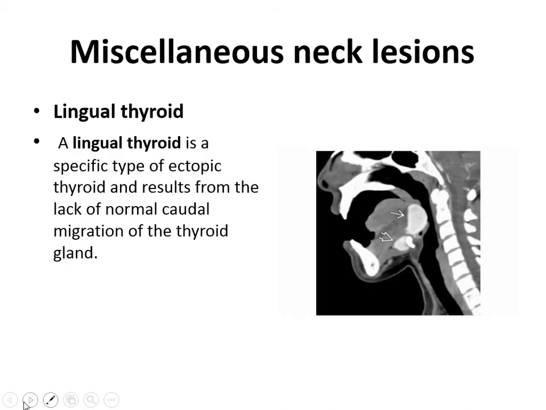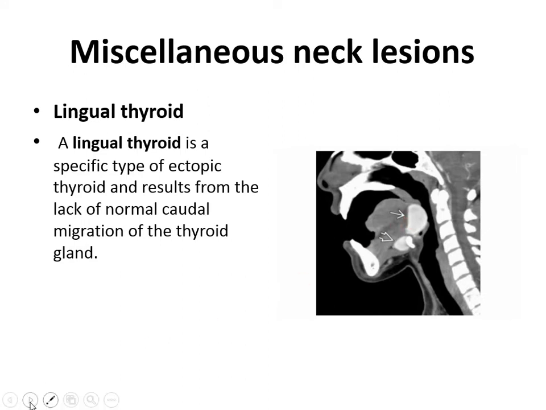Miscellaneous neck lesions like lingual thyroid, a specific type of ectopic thyroid that results from the lack of normal caudal migration of the thyroid gland. It is most commonly seen in women and is susceptible to thyroiditis and cancer. On this image we see an oval hyperdense lesion in the floor of the mouth or base of the tongue, which represents the lingual thyroid.